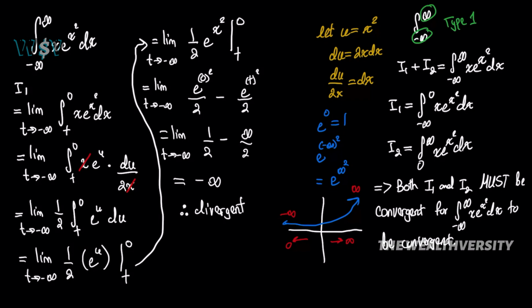This means it's divergent. Since one part is divergent, there is no need to evaluate the second part, because we know that the whole integral is divergent regardless of whether integral 2 is divergent or convergent.